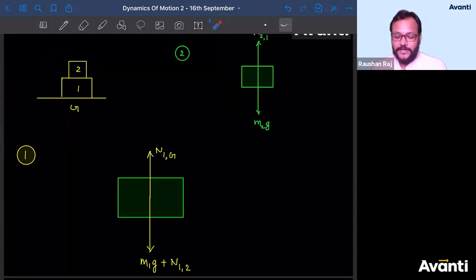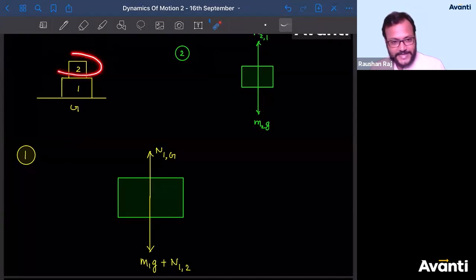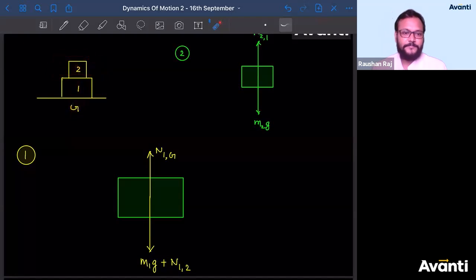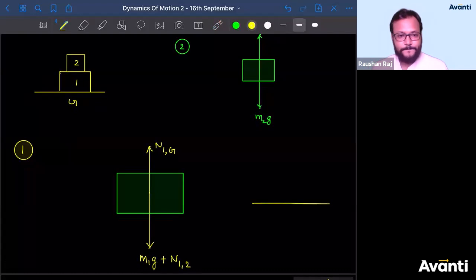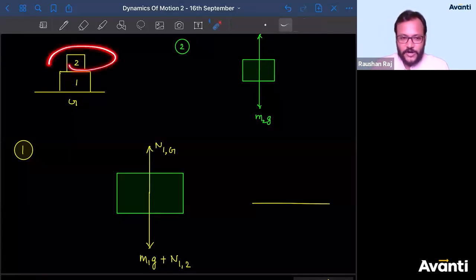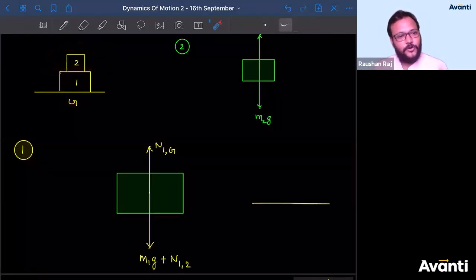Bolwa chalo, jaldi se. Will second block apply a force, a direct force on the ground? No, because it is not in contact with the ground. Are you getting my point? If I ask you to draw the free body diagram of the ground, let me draw it. So this second block is not in immediate contact with the ground, so कोई interaction नहीं है.